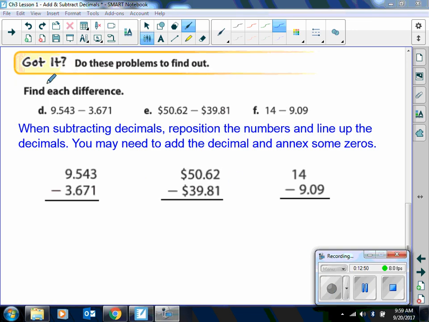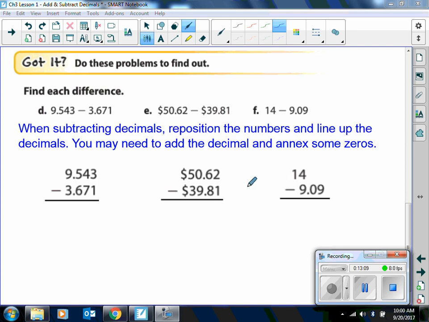All right, don't forget that when we are subtracting decimals, you're going to reposition the numbers and line up the decimals. And then you may need to add the decimal, like over here on example C, you might need to add the decimals and annex some zeros.